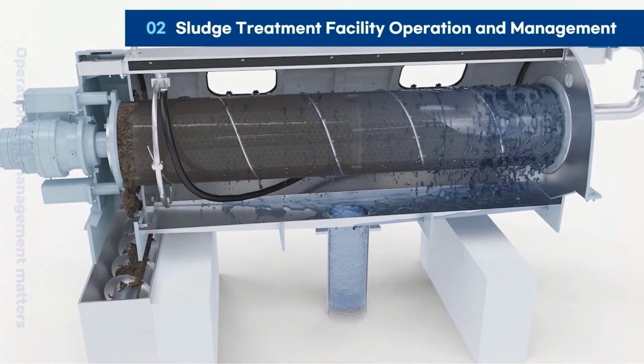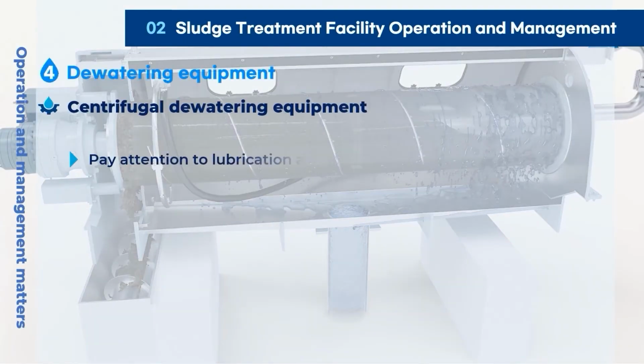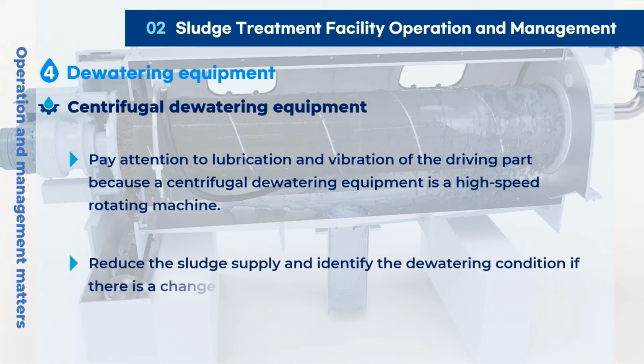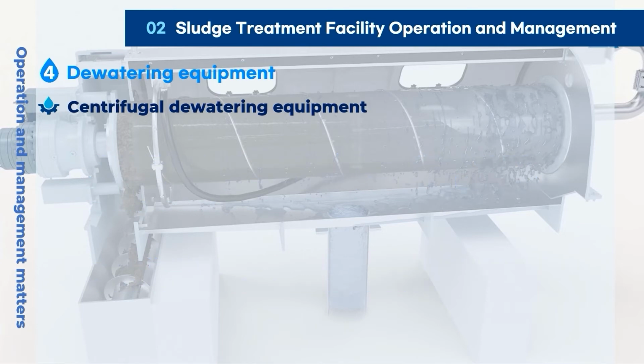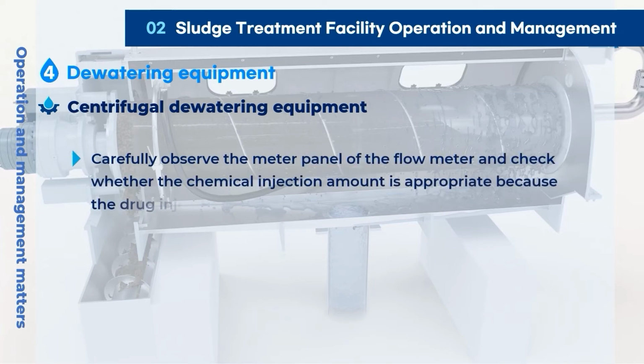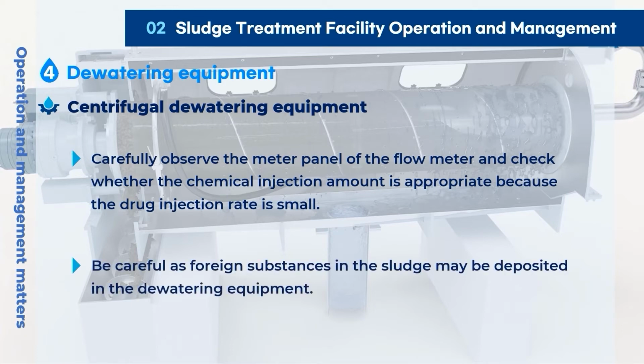Since centrifugal separation dewatering uses high-speed mechanical rotation, sufficient attention must be paid to lubrication and vibration in the drive part. If changes to the dewatering situation occur, reduce sludge inflow and evaluate the dewatering situation. In particular, centrifugal separation dewaterers use a low chemical dose, so pay attention to the instrument panel of the flow meter and check to make sure that the chemical dose is appropriate. In addition, matter from sludge may accumulate inside the dewaterer, so attention must be paid.